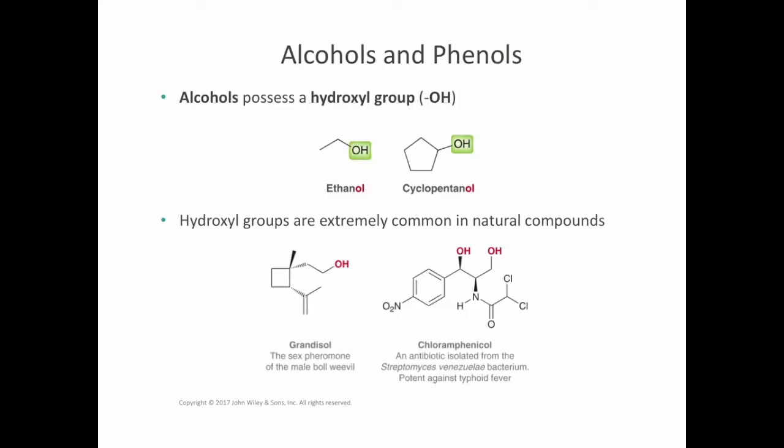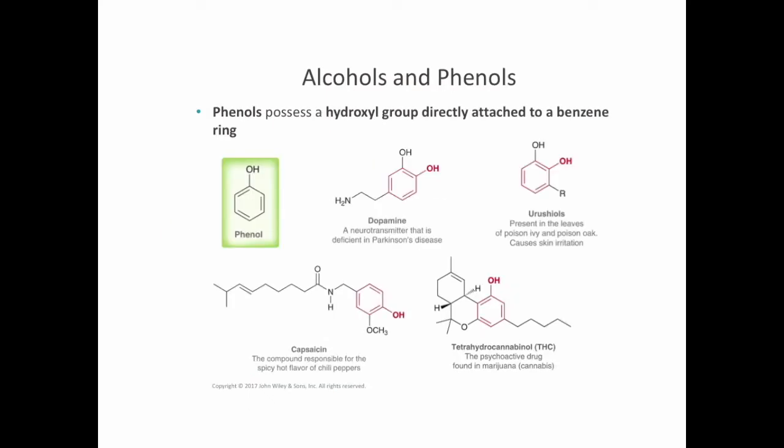Alcohols possess a hydroxyl group, an OH group, and these are extremely common in natural compounds. So here are some examples of naturally occurring alcohols. Phenols possess a hydroxyl group directly attached to a benzene ring. Technically, phenols and alcohols are different compounds.